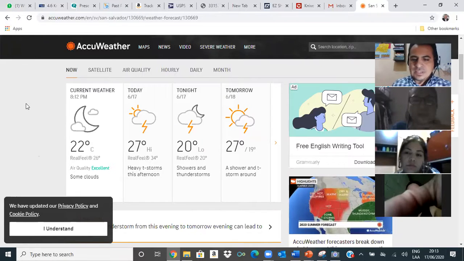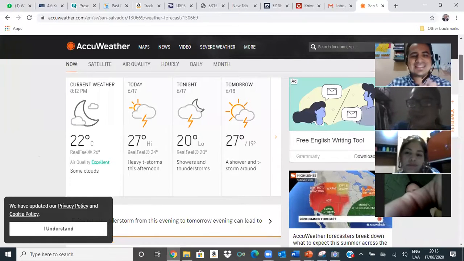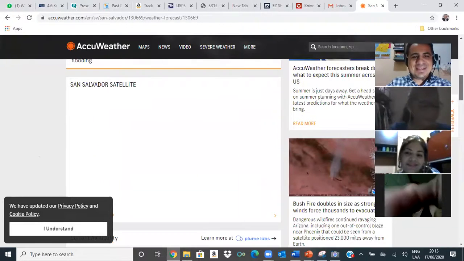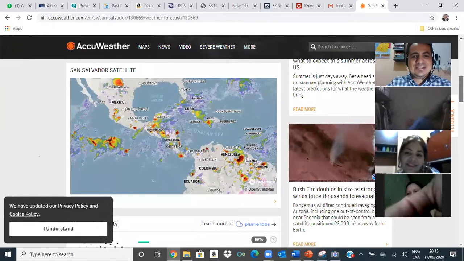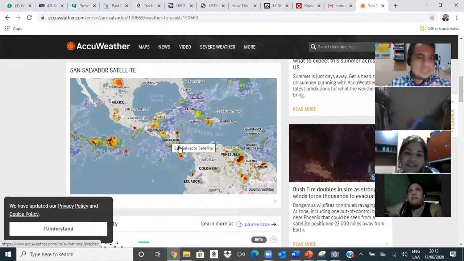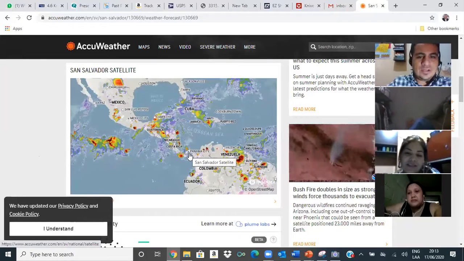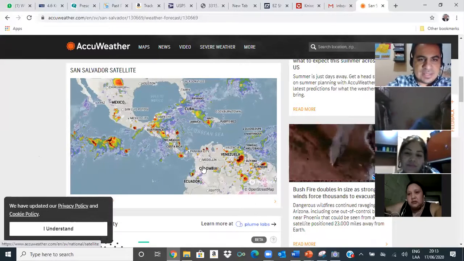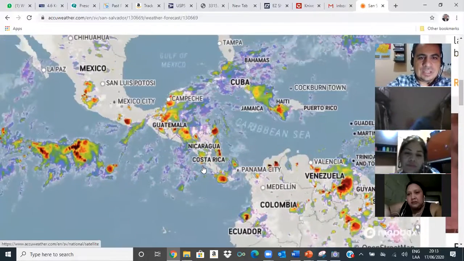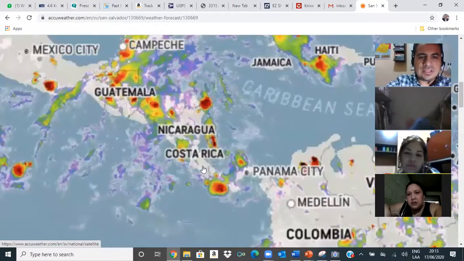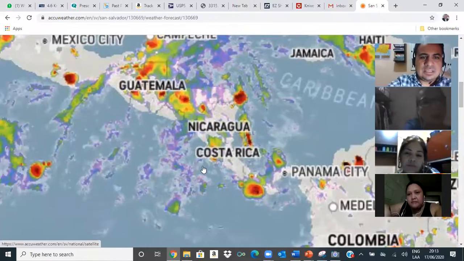Mascarilla. How do you say mascarilla in English? I don't know. Mask. Oh, mask. Very good. Okay. So look, for example, if I want to look at the weather here, lo que voy a hacer es agrandar este mapa, and I want to see the weather in El Salvador, and I see here.